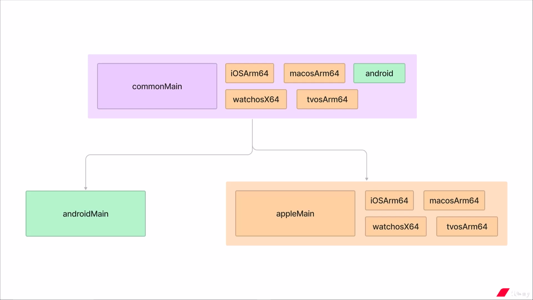Kotlin creates some intermediate source sets by default. In this specific case, the resulting project structure would look something like this, with the Apple main source set created for that matter specifically. This Apple main source set compiles to only Apple targets. Therefore, Kotlin allows using Apple-specific APIs in the Apple main, and you can add this random UUID function here.